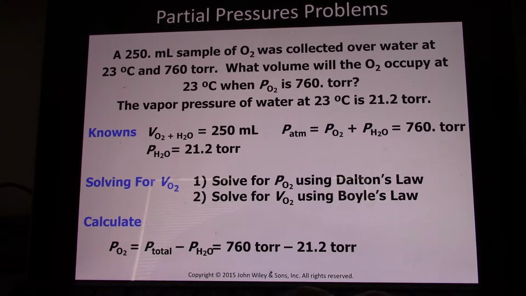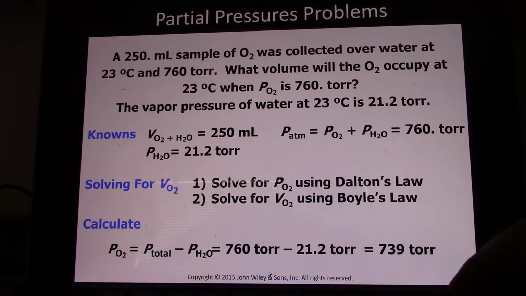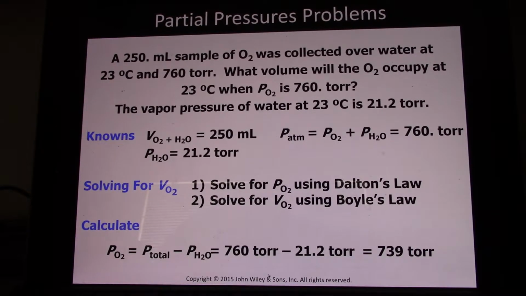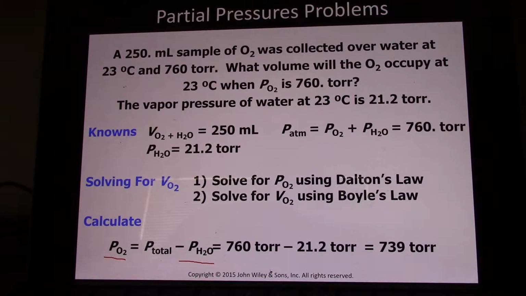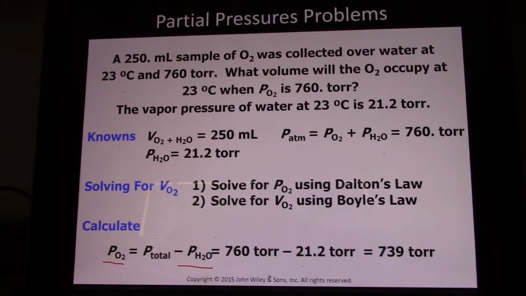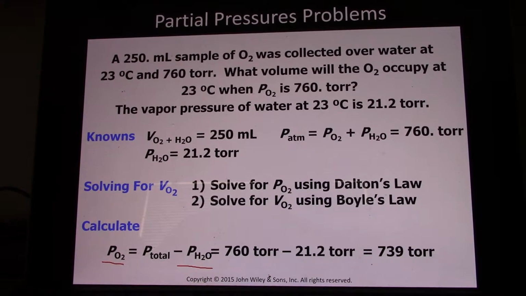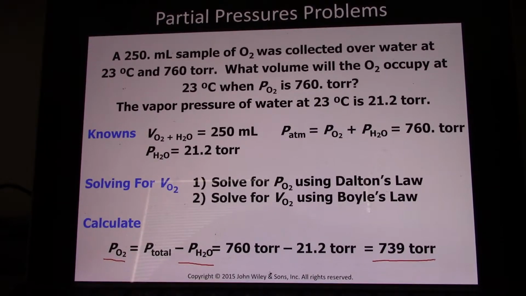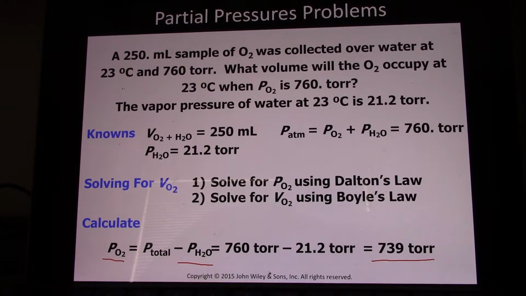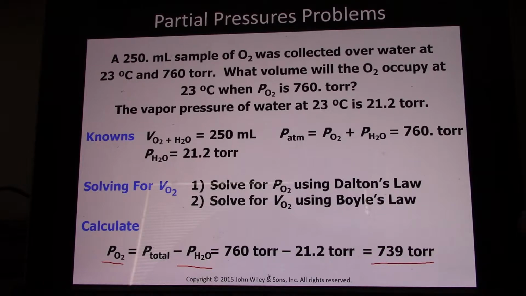The total pressure outside your collection chamber will be equal to everything in the bottle, which is going to be your oxygen plus your water. So to find the partial pressure of oxygen, we subtract water from both sides, and we get our partial pressure of oxygen in this original collection is 739 torr. And so the oxygen sample is taking up 250 milliliters of volume at a partial pressure of 739 torr, because the other 21.2 torr is from water vapor.